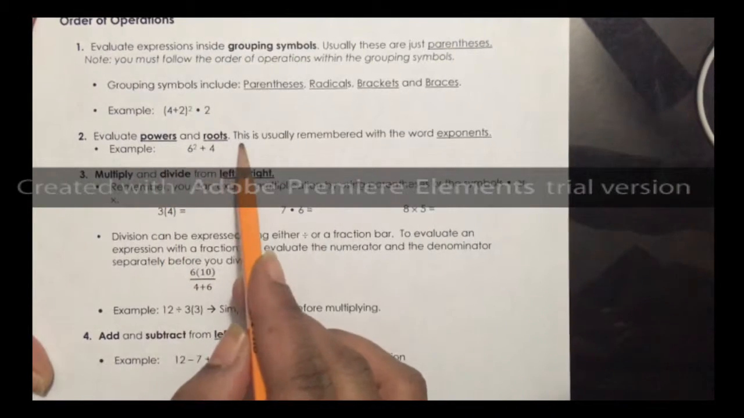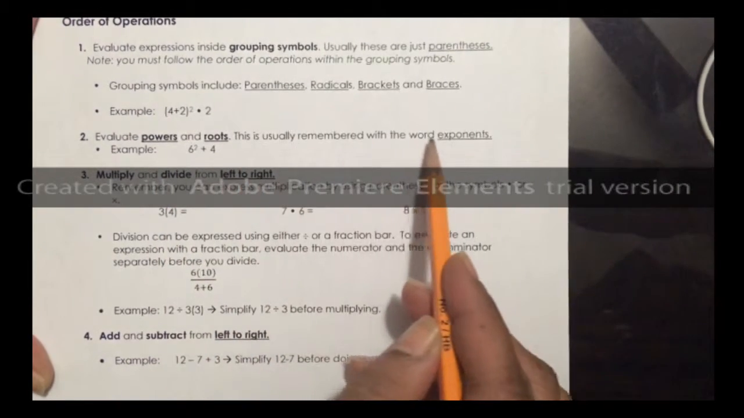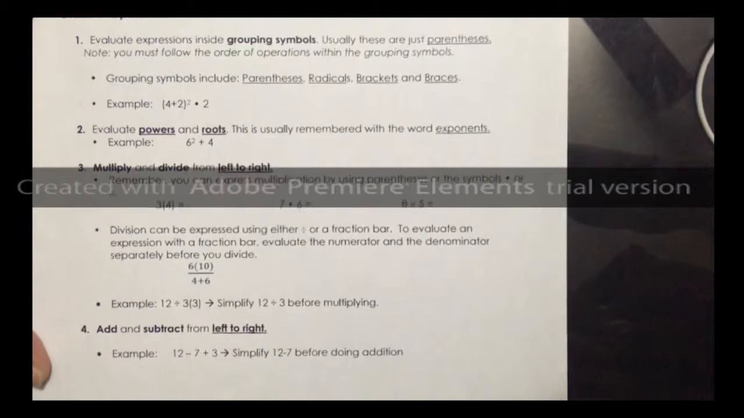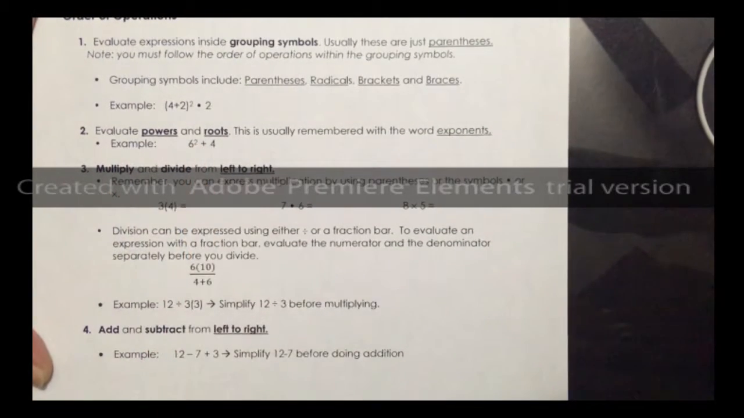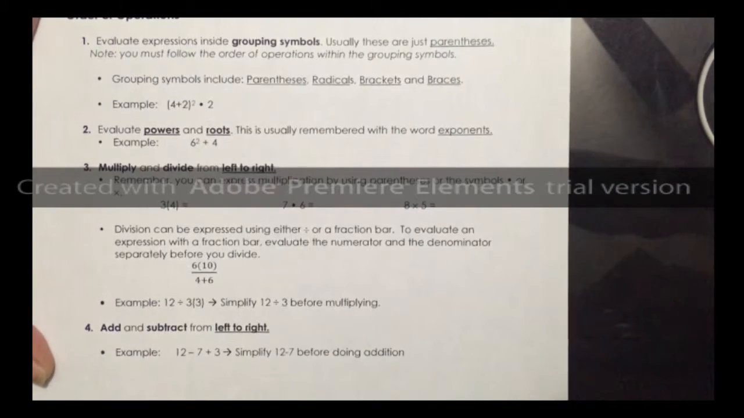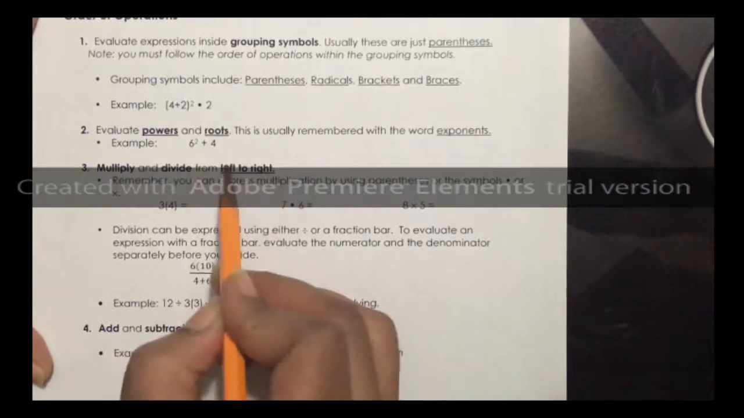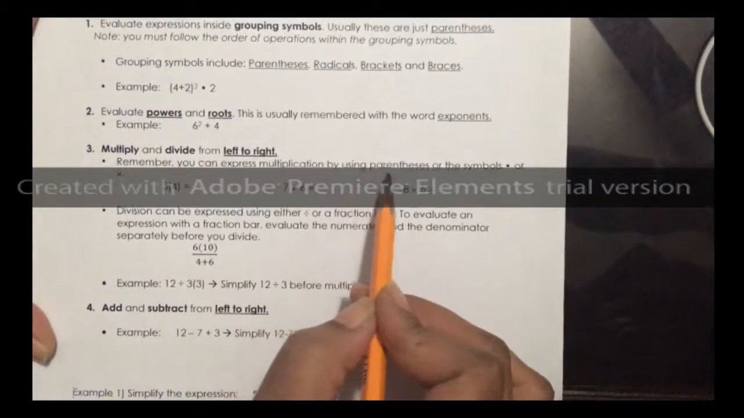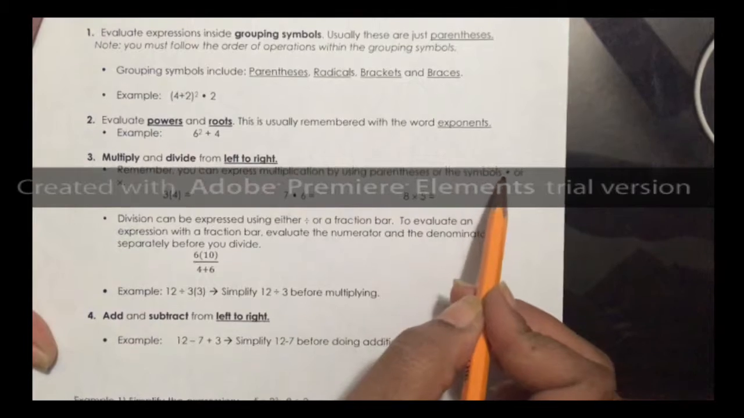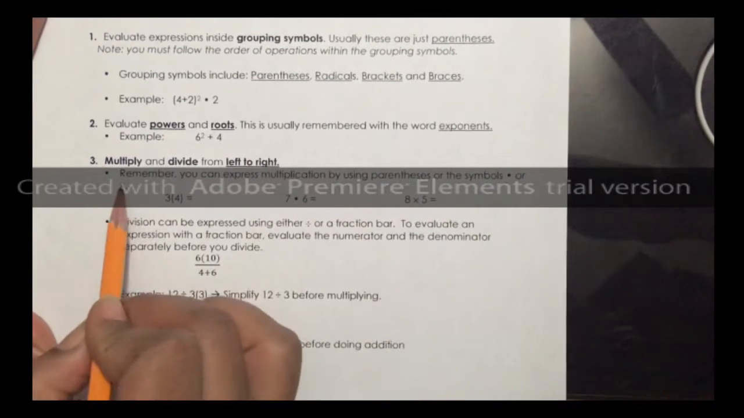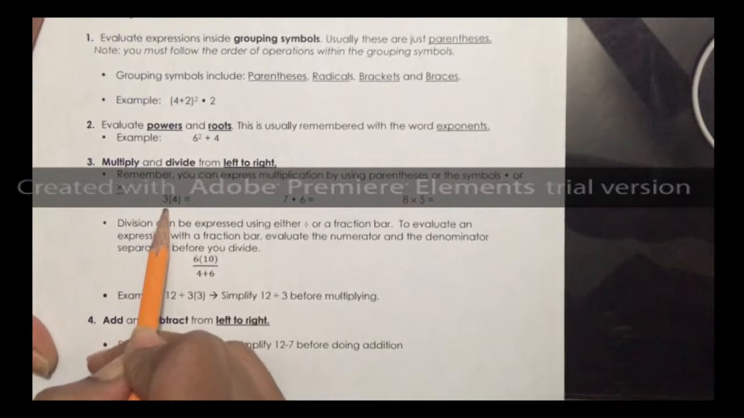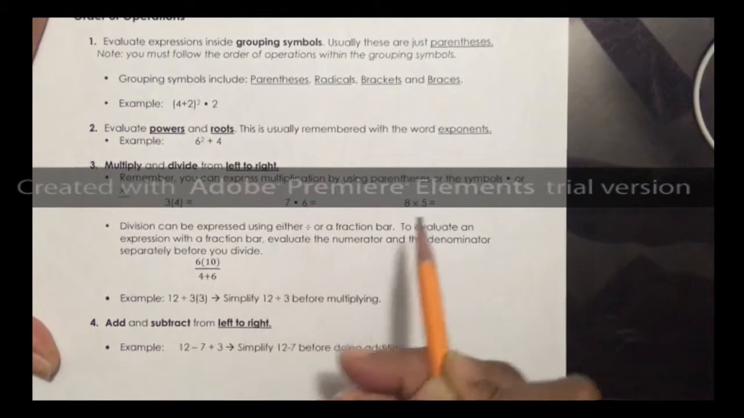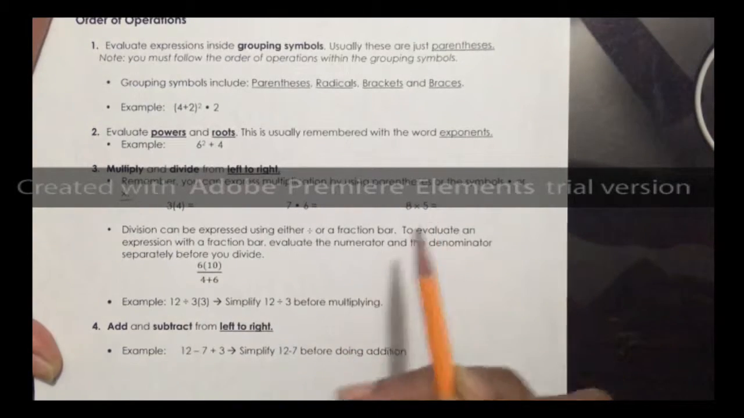Second, evaluate powers and roots. This is usually remembered with the word exponents. For example, 6 squared plus 4. Third, you'll multiply and divide from left to right. Remember, you can express multiplication by using parentheses or the symbols or an X. So this says 3 times 4, this says 7 times 6, and this says 8 times 5.